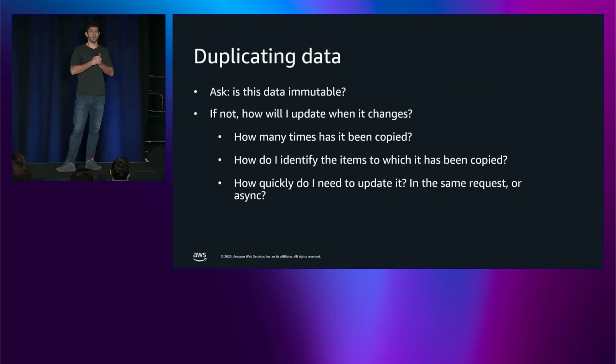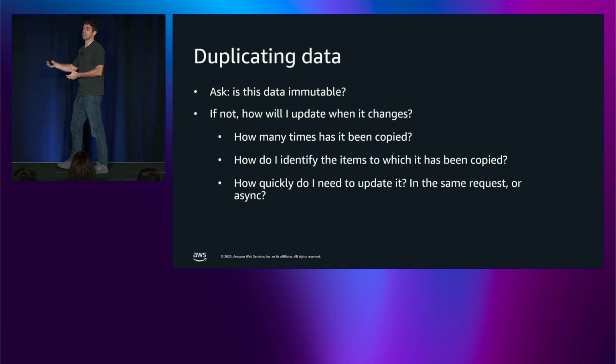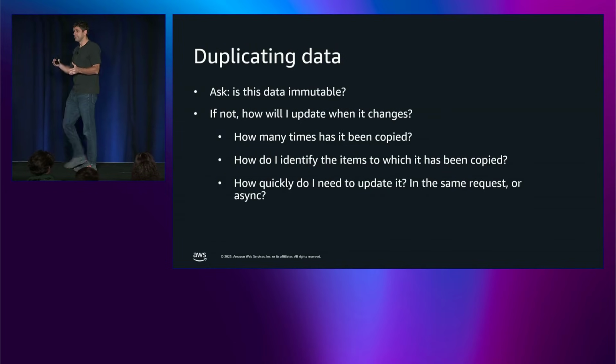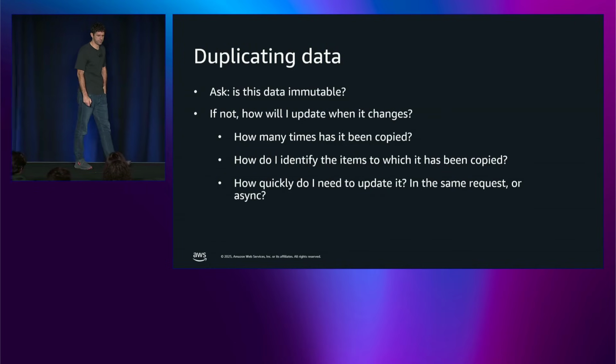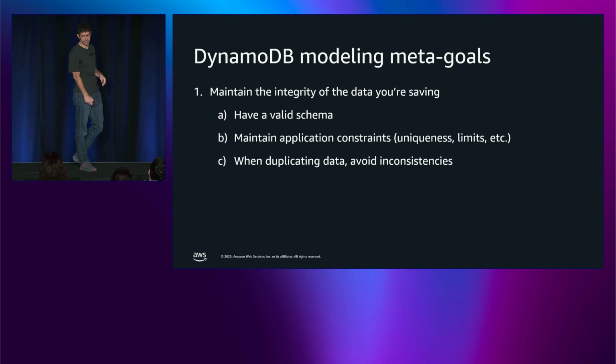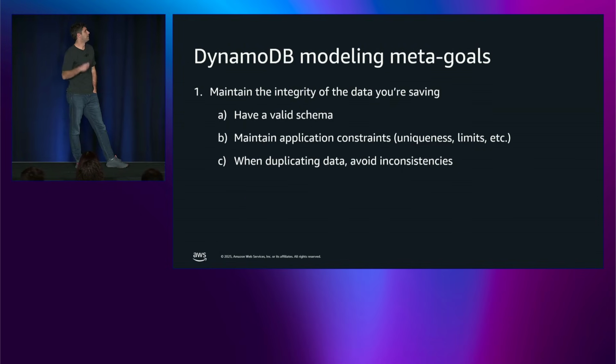Do I need to update it in the same request? Or if I'm updating that parent record and now it's been spread out to 5 different items, do I need to do that in a transaction to make sure they're all updated at the same time? Or can I do that update asynchronously? Am I going to have data inconsistencies across that? What does that mean for my users or clients or whatever that looks like? So be thinking about this when you're duplicating data. So that's what I think about when I'm talking about maintaining the integrity of the data within Dynamo.